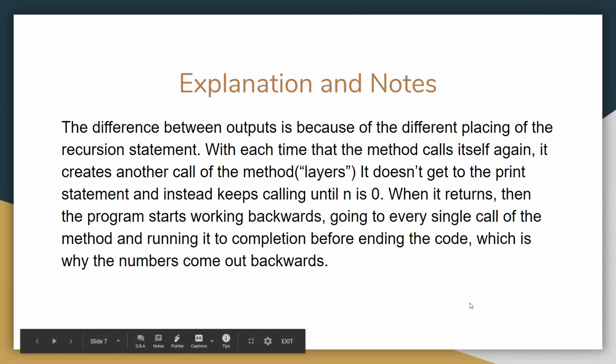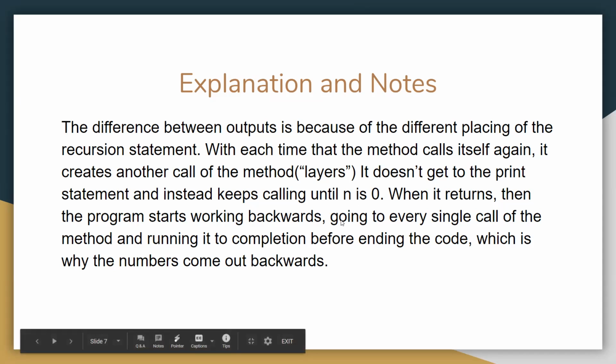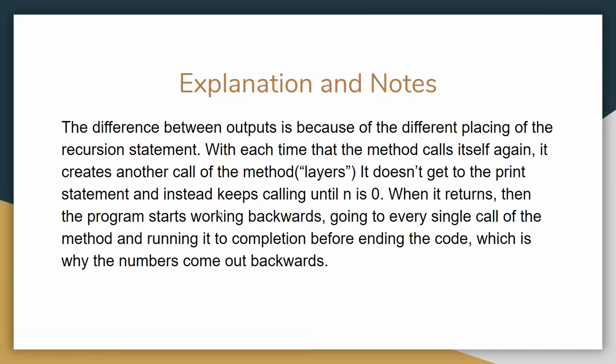Explanation and notes. So this basically goes over most of what I talked about. Again, I think you can see now that the difference between outputs is because of the different placing of the recursion statement. With each time the method calls itself, it creates another call of the method, kind of like layers. So it doesn't get to the print statement, and instead it keeps calling until n is 0. When it returns, the program starts working backwards, going to every single call of the method and running it to completion before ending the code, which is why the numbers come out backwards. That's basically what I mentioned for the first example. But this is here for when you're going over it and you need it.